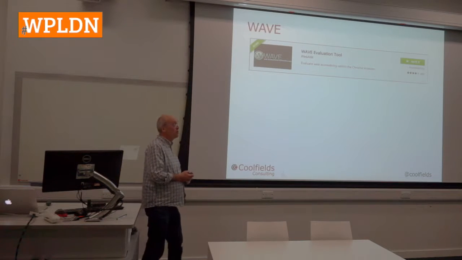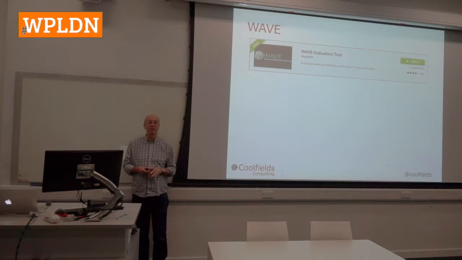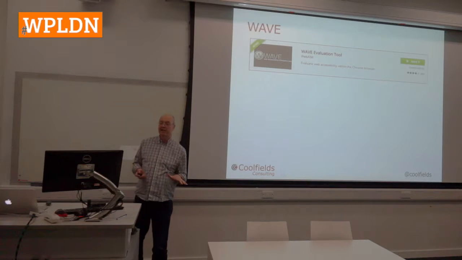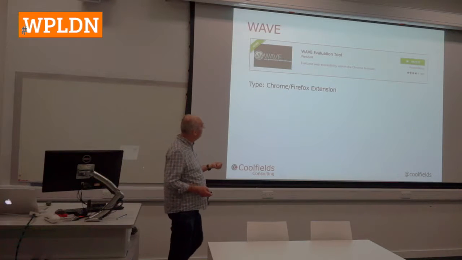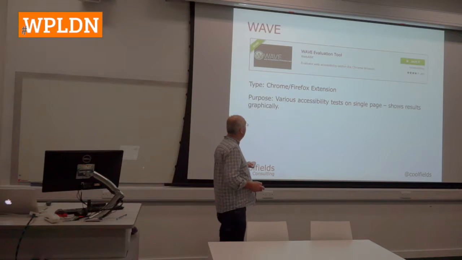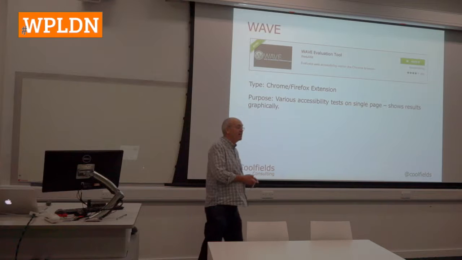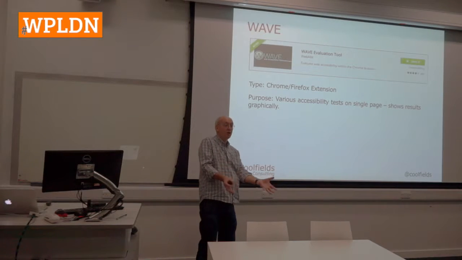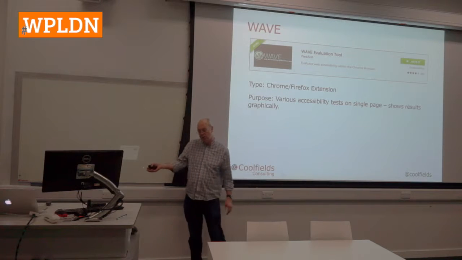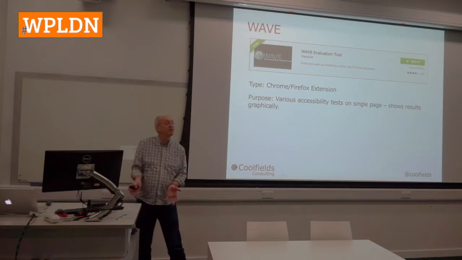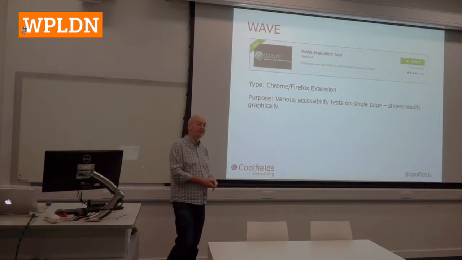Okay, the first one I'm going to talk about is a really useful tool for general accessibility testing, and it's called Wave. It's available for Chrome and Firefox too. Basically, it just does a series of accessibility tests on whatever page you happen to be on at the moment. That can be a page that's live on the internet, but it can also be a page on your development server too. So it's useful if you're building stuff.